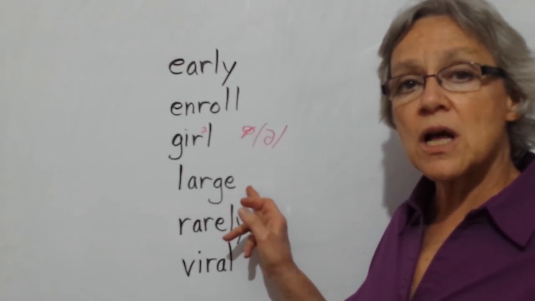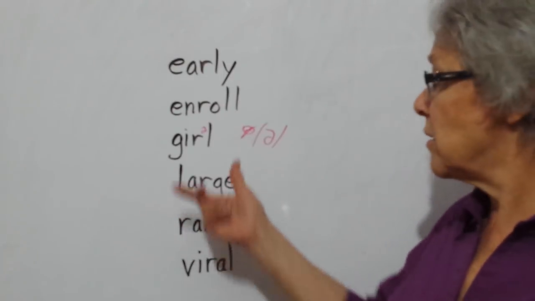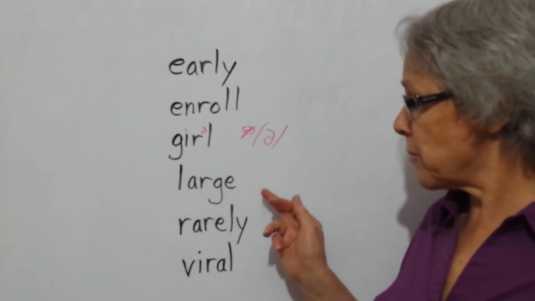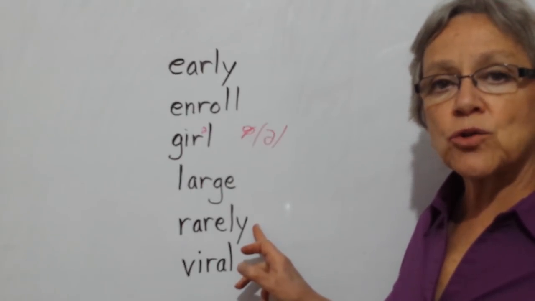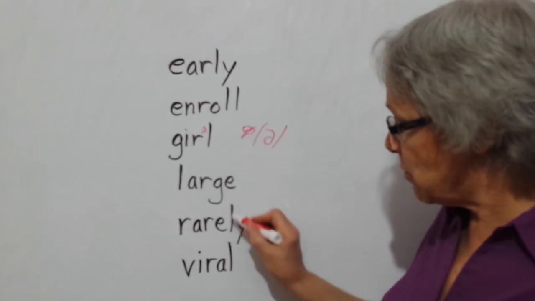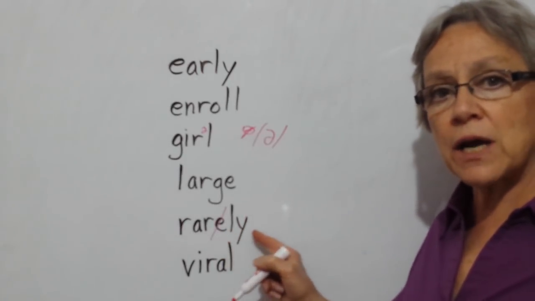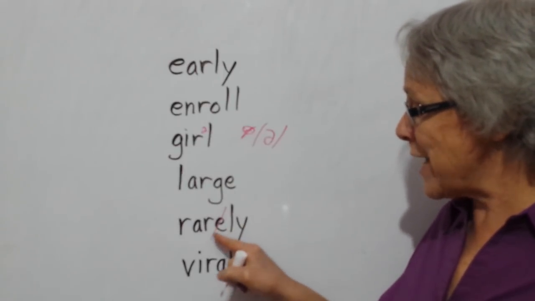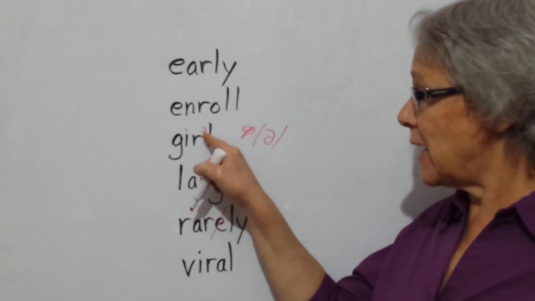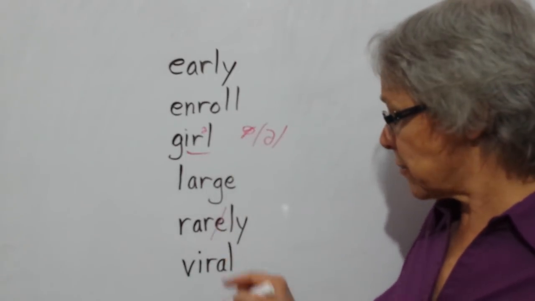Large, large. So here, this time we're going from the L to the R. Before it was the other way around. Here we have rarely, rarely, and we don't pronounce this E there. So rarely. So we're going right from the R to the L. We do not here add the schwa. In girl we can, okay, but not here.